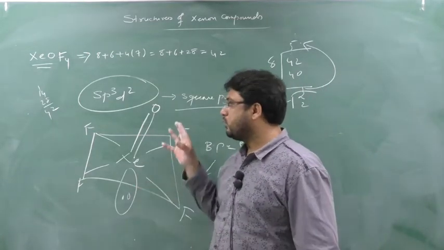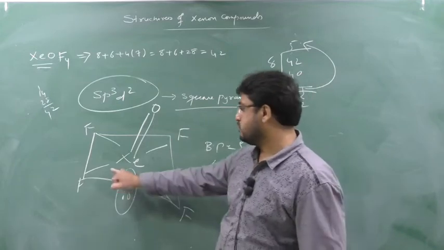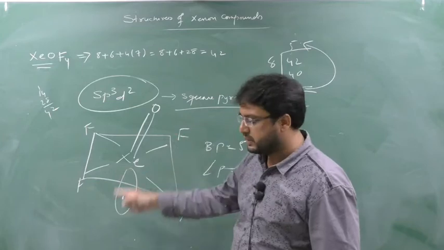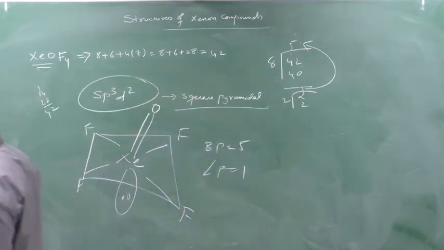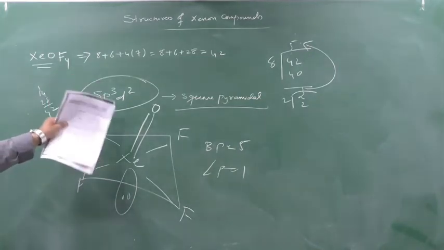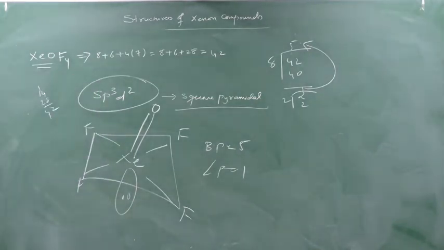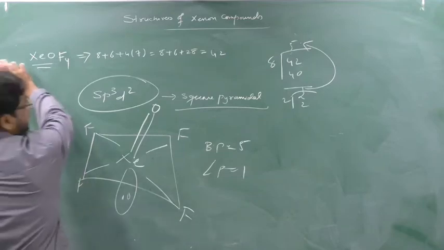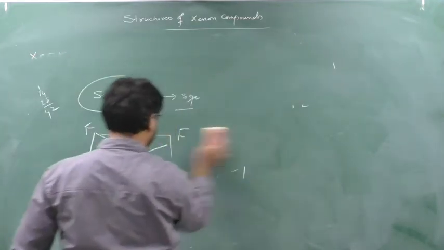See, the Xe outermost orbit octet should be completed. So 1, 2, 3, 4, 5, 6. Still 2 electrons are required, means 1 pair is required. So here 2 electrons will come. Clear? Actually the shape you are thinking is 3 plus 2, 5 plus 1, 6, octahedral, but the shape is square pyramidal. Clear this part? Hybridization. Okay, next we will go.